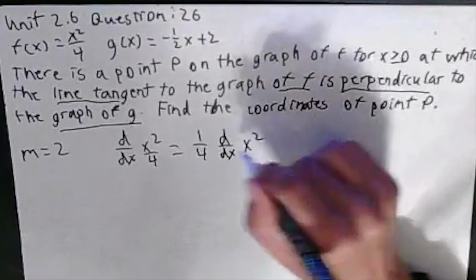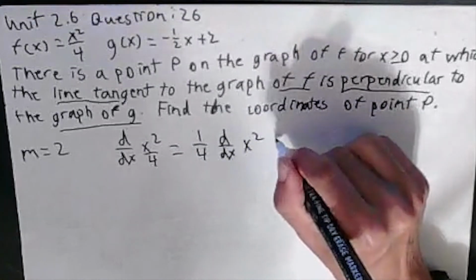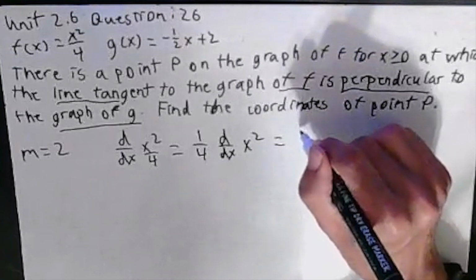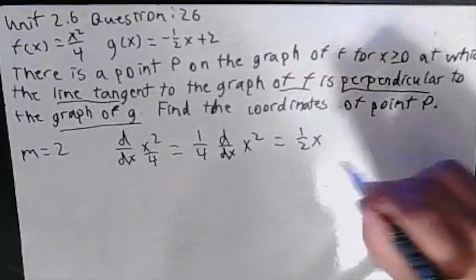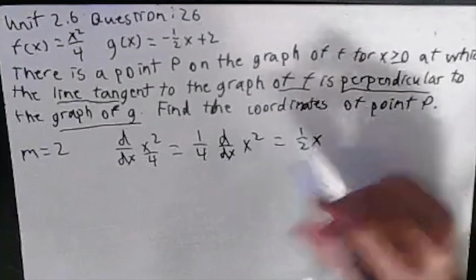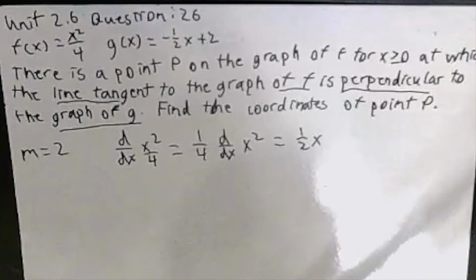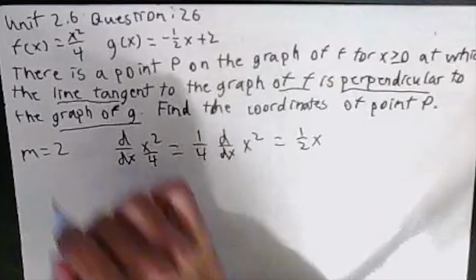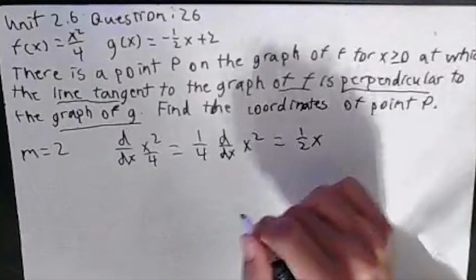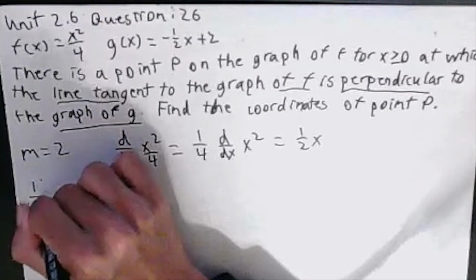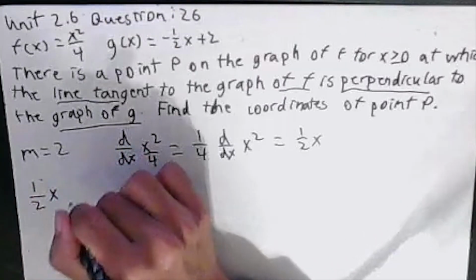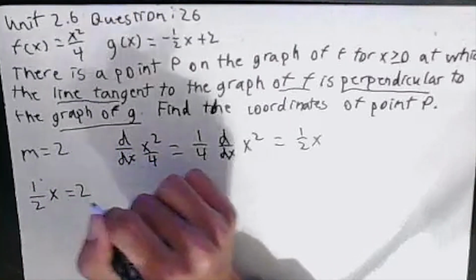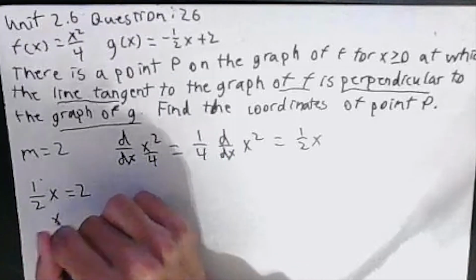The derivative of 2x squared is just 2x, so that leaves us with an answer of 1/2 x. So this is going to be our derivative of f of x. So now we need to find where the derivative is equal to our slope of 2. We can do that easily by just setting 1/2 x equal to 2, and solving for x, we get x equals 4.